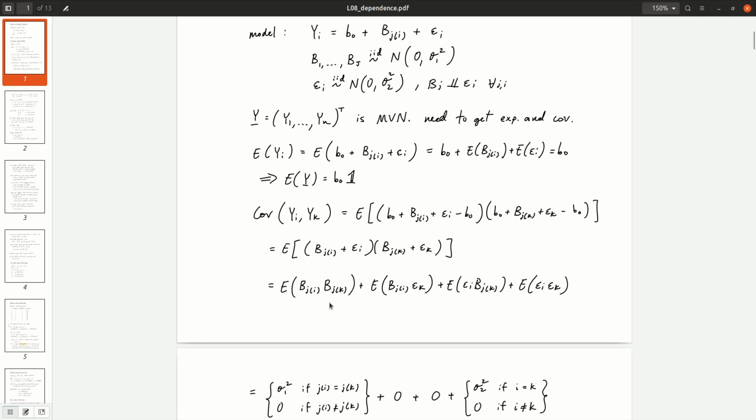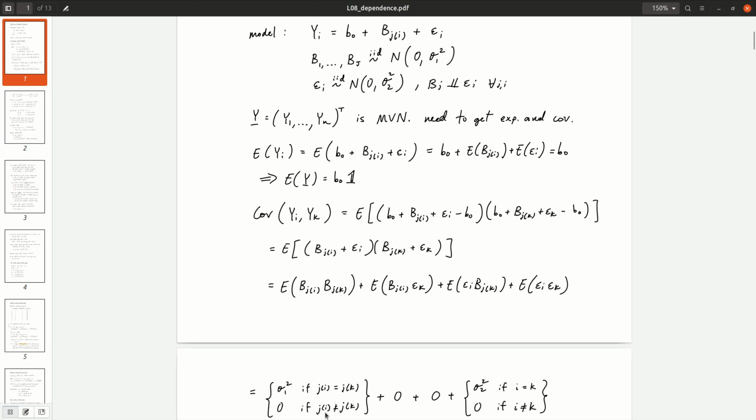Now there are 2 different scenarios that could happen. You could have that the ith observation and the kth observation have the same level of the factor, or not. If they have the same level of the factor, so for example, if the level of the ith observation is 1 and the level of the kth observation is also 1, this becomes expected value b1 times b1, which is the same thing as expected value of b1 squared. Now, if that's true, by this assumption up here, that's going to be the variance, sigma 1 squared. So that's where you would get a sigma 1 squared here.